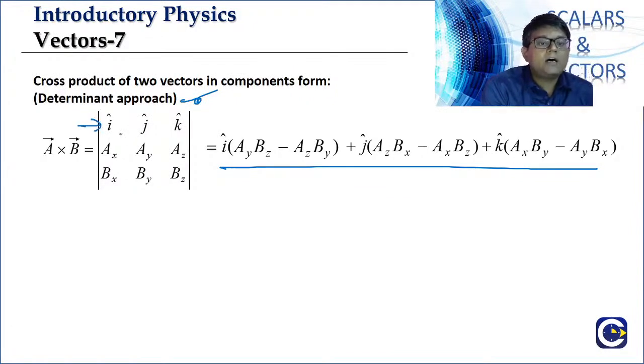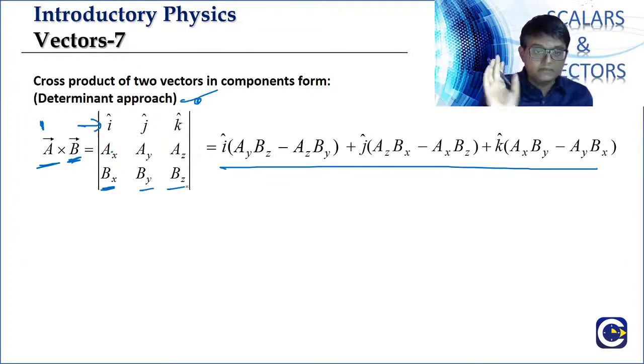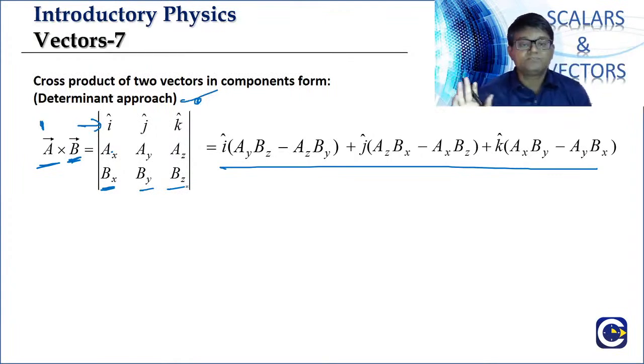So we'll have the first row. The horizontal lines will be called rows. The first row will be I, J, K. The second row: the first vector coming is A bar, with components AX, AY, AZ. The second vector coming is B bar, with components BX, BY, BZ. That is how we first represent it. The determinant will be represented like that.